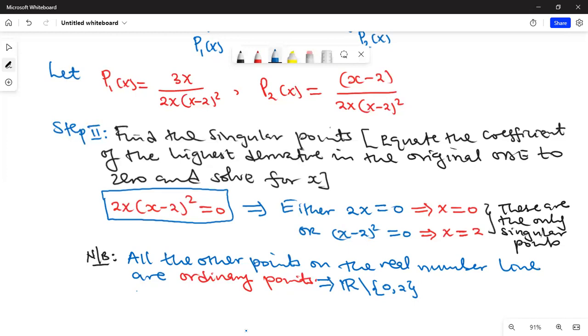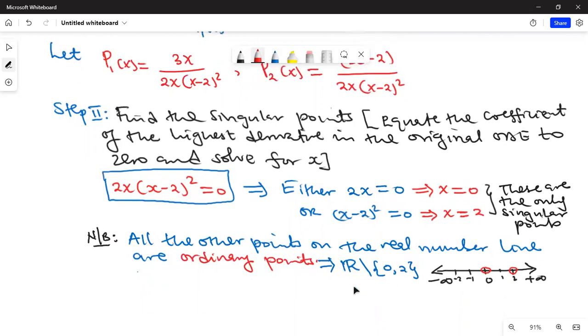So you see the real number line, if it is this kind of a line, which extends from negative infinity to positive infinity, and there is 0 in between, so that this side is 0, let's say 1, 2, etc. This side is -1, -2. So any other number different from 0 and 2, those are ordinary points. I hope that is now clear, the difference between a singular point and an ordinary point.